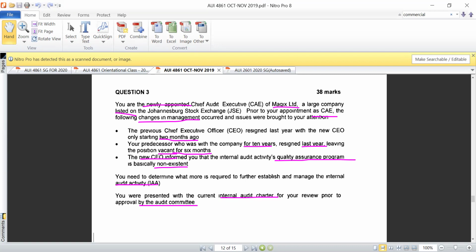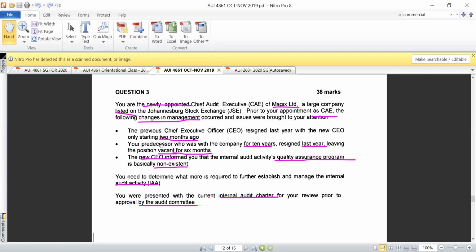Prior to your appointment as the chief audit executive, the following changes in management occurred and issues were brought to your attention. Number one, the previous chief executive officer resigned last year with the new CEO only starting 2 months ago. Okay, so I'm seeing already a change in prescribed officers.